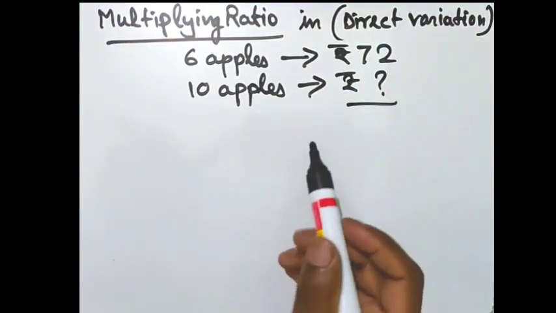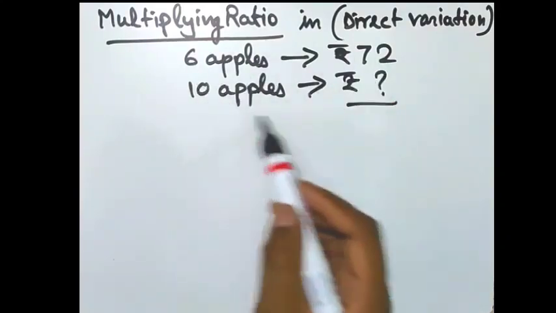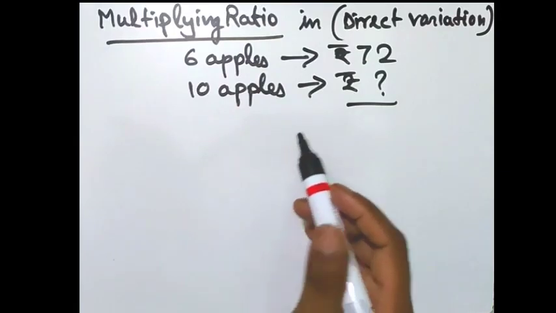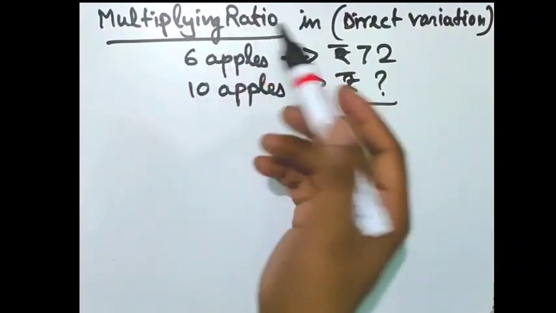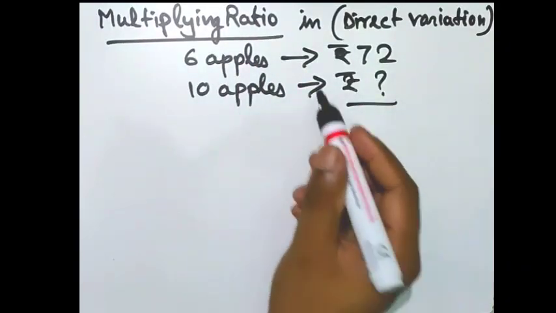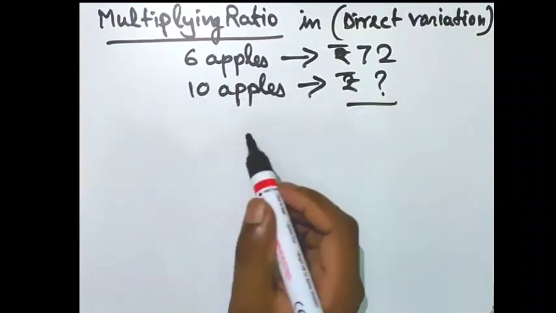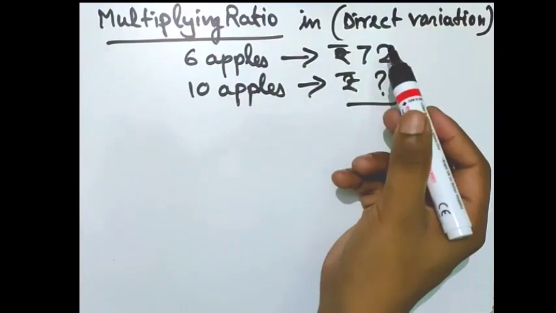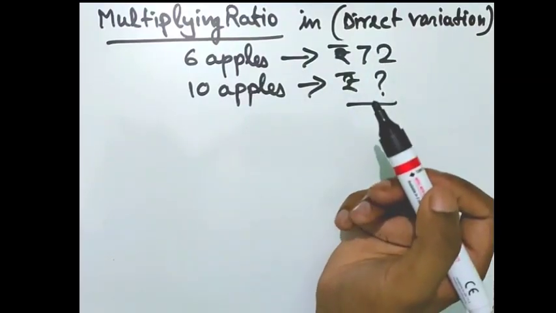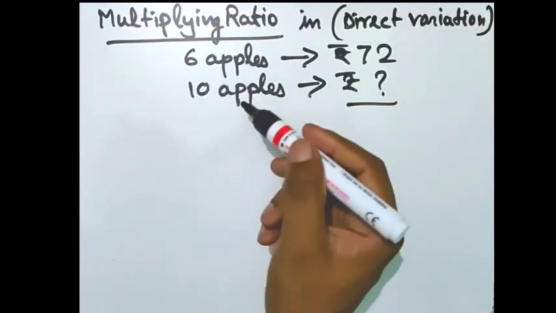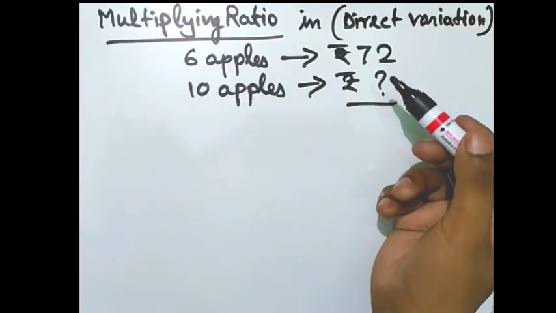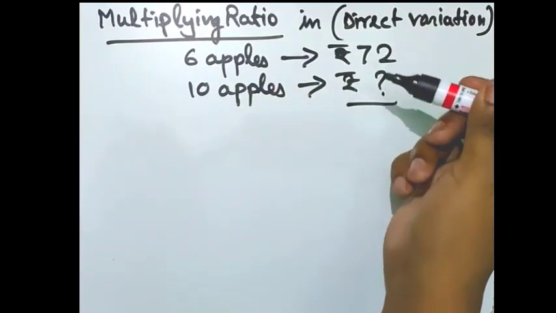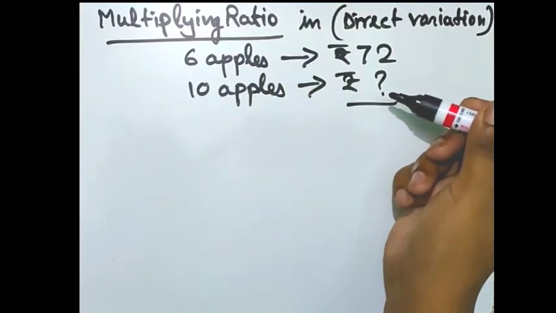So first you need to identify whether it is a direct variation or indirect variation, since I have already written here that we are finding the multiplying ratio in direct variation. So let's check whether it is direct variation or not. So 6 apples cost rupees 72. So obviously 10 apples will cost more, isn't it? So if I'm increasing the number of apples, the price will also increase. So there is a direct variation.